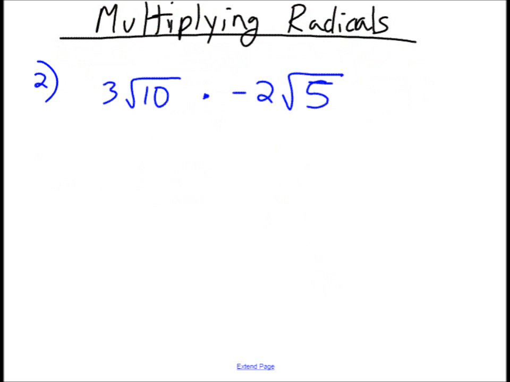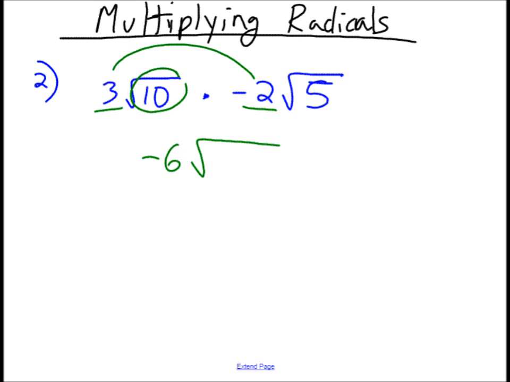For our second problem, we have 3 root 10 times negative 2 times the square root of 5. For this particular problem, we actually have coefficients in front of each square root. So what do we do here? First, we multiply the coefficients, or the numbers on the outside of the radicals, together, and we get negative 6. Next, I multiply the two numbers underneath the square root, or the radicands, and I keep my answer underneath the square root, and I get root 50.